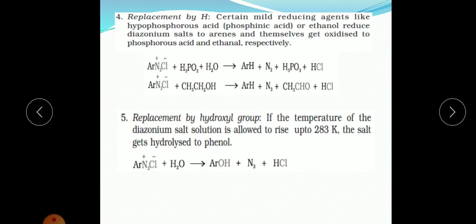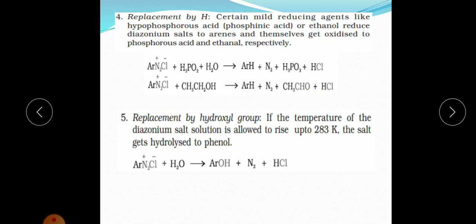Next, the replacement of the diazonium group by hydrogen. In benzene diazonium chloride, if we treat it with phosphorus acid and water, what will happen? This N2Cl will be replaced by H, so it will form benzene plus N2 plus H3PO3 plus HCl. Next, if you treat this benzene diazonium chloride with ethyl alcohol, it will form benzene, nitrogen, acetaldehyde and HCl. So the function of H3PO3 and water is to replace that N2Cl by H, and the function of alcohol is also the same.